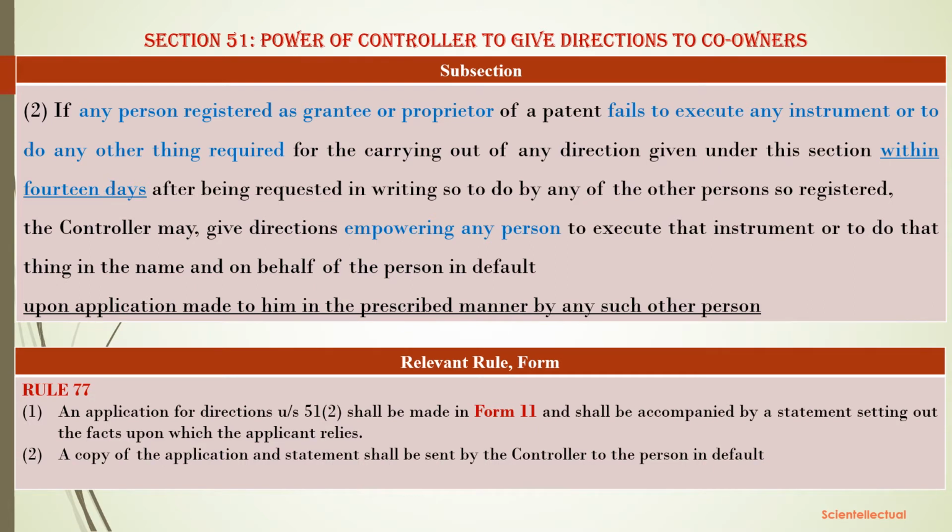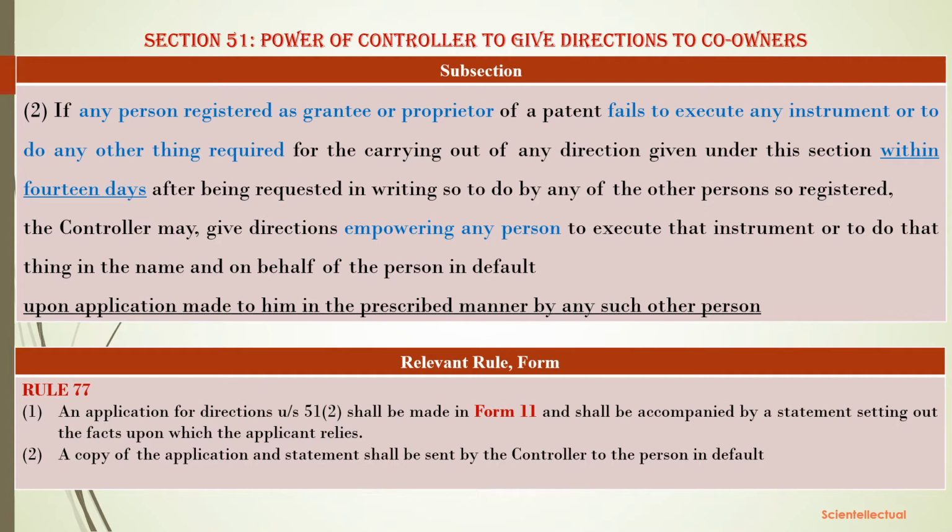Section 51, subsection 2. If any person registered as grantee or proprietor of a patent fails to execute any instrument or to do any other thing required for the carrying out of any direction given under this section, within 14 days after being requested in writing to do so by any other person registered, the controller may give direction empowering any person to execute that instrument or to do that thing in the name or on behalf of the person in default. The other such person should apply to the controller in prescribed manner.